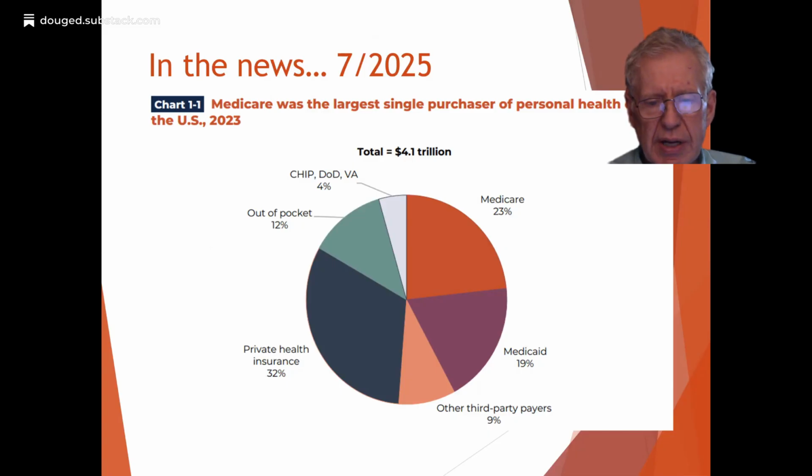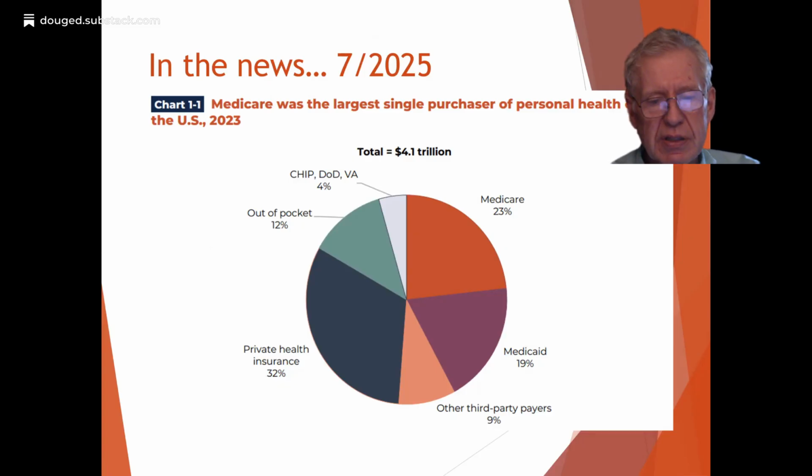So as you can see here, Medicare accounted for 23% of the $4.1 trillion. Medicaid came in at 19%. CHIP, the Children's Health Insurance Program, the Department of Defense, now sometimes called the Department of War, and the Veterans Administration came in at 4%. Other third parties include the Substance Abuse and Mental Health Services Administration, the Indian Health Services, and some other things.